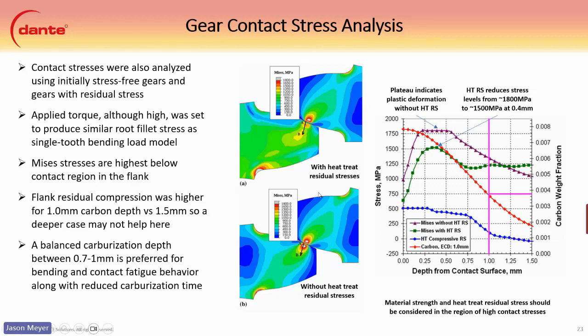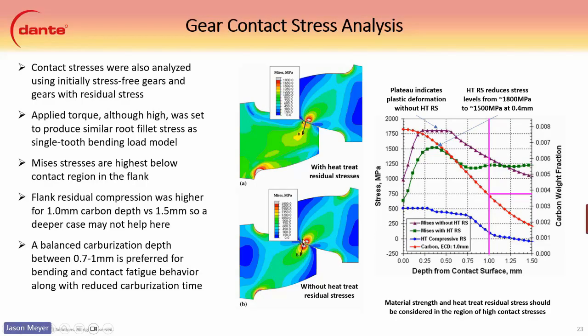So the applied torque was really high, and it was set to produce a similar root fillet stress in the single tooth bending model that we showed earlier. These are all reported in Mises stresses. So the Mises stresses are the highest, really below the contact region here in the flank.